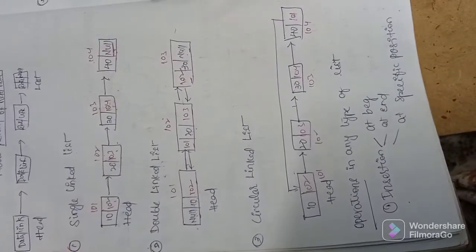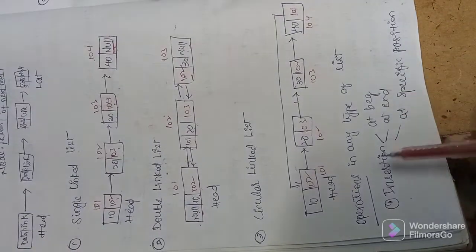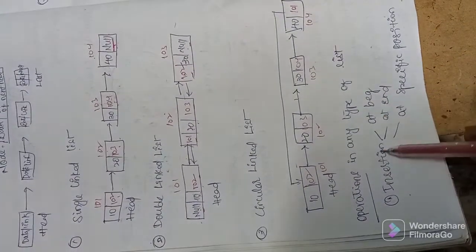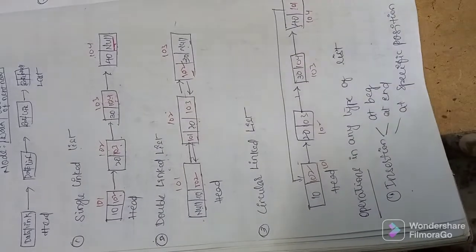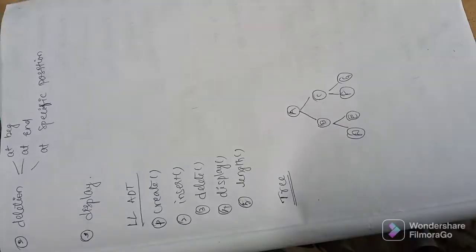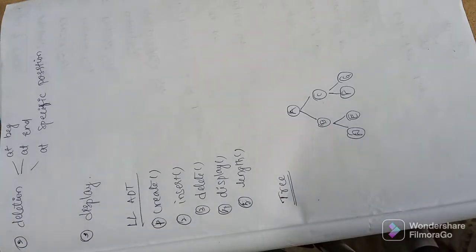Now the operations in any type of list are insertion: insertion at beginning, insertion at end, insertion at a specific position. Next, deletion at beginning, deletion at end, deletion at a specific position, and the next function is display. So the linked list also has an ADT, that is create, insert, delete, display and length. All these are the predefined functionalities of the linked list header file. So with this we completed two units.